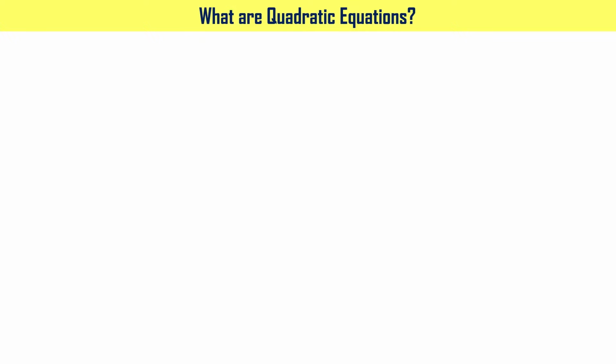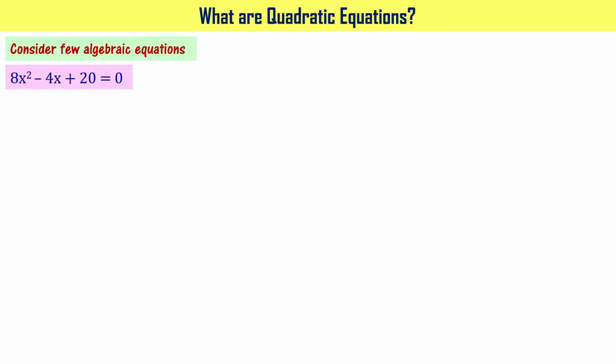What are quadratic equations? Let us consider few algebraic equations. 8x square minus 4x plus 20 equal to 0 is an algebraic equation. Look at the left hand side of the given equation, 8x square minus 4x plus 20. It is an algebraic expression because it is a summation of a constant term and few variable terms, right?